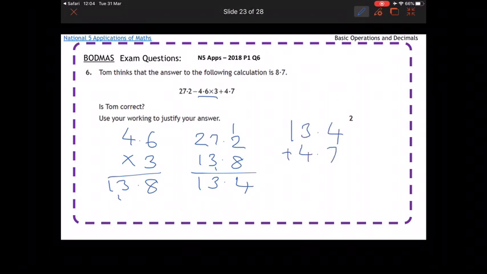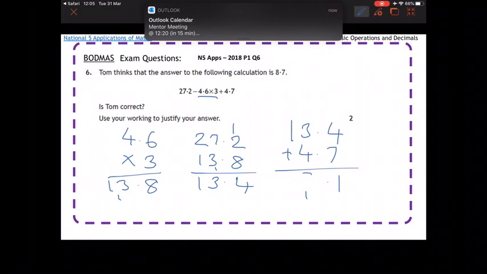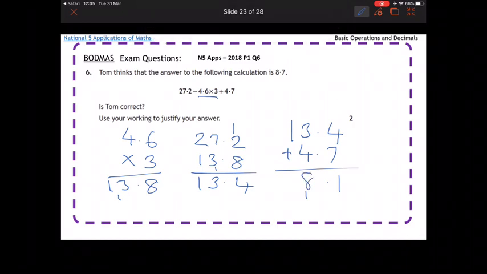Always good to try and communicate with the marker as much as you possibly can by writing out everything that you've done. So adding those two things together is going to give me 18.1 as my answer. As you can see, he got 8.7. So again, just like before, you just need to communicate with the marker what you've got and what he's got, and whether he's correct or not. Obviously, in this case, he is not correct. So you write that, no, Tom is not correct.